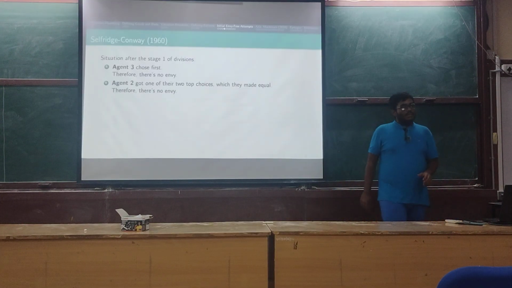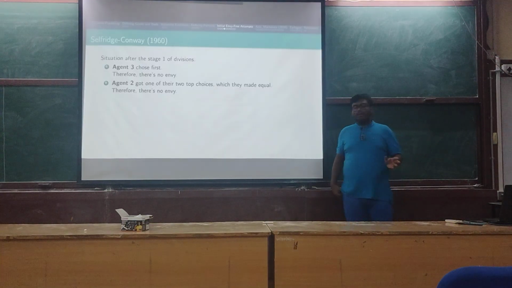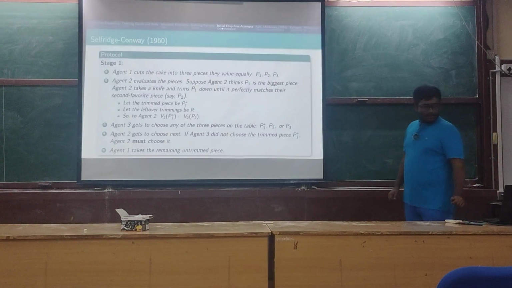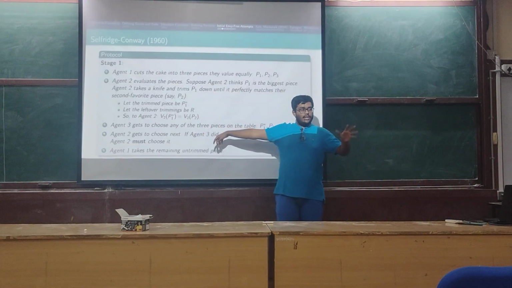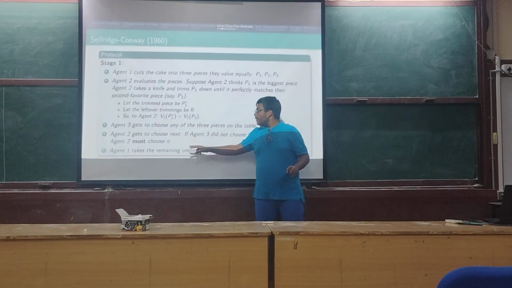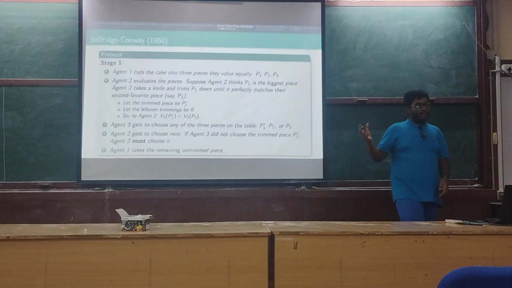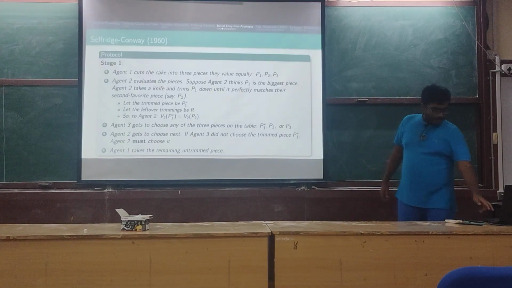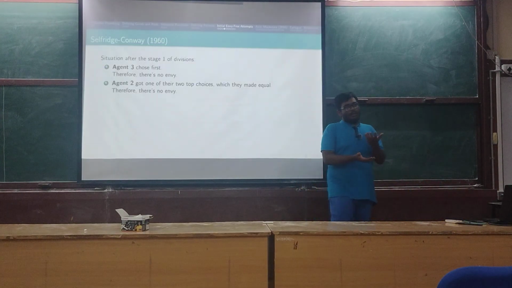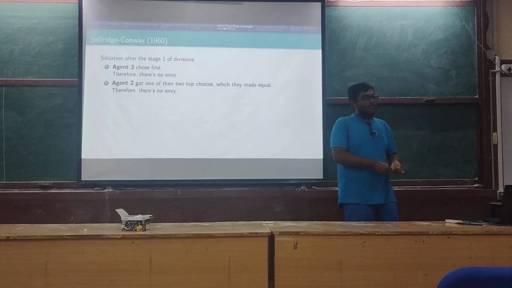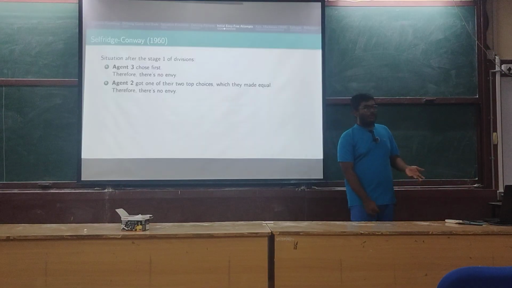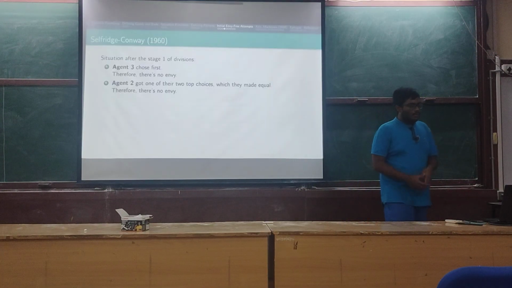Now for agent 2, they got one of their top 2 choices. But if you remember, we made them to be equal. So we took the second piece to be P2. That is what we assumed. So they had this and this. These were the 2 most favorite pieces, right? So that is exactly what we are forcing them to do, and therefore they do not really mind. If agent 3 chose P1 star, then they can take P2. If agent 3 chose P2 or P3, they can just choose P1 star, no issues, right?